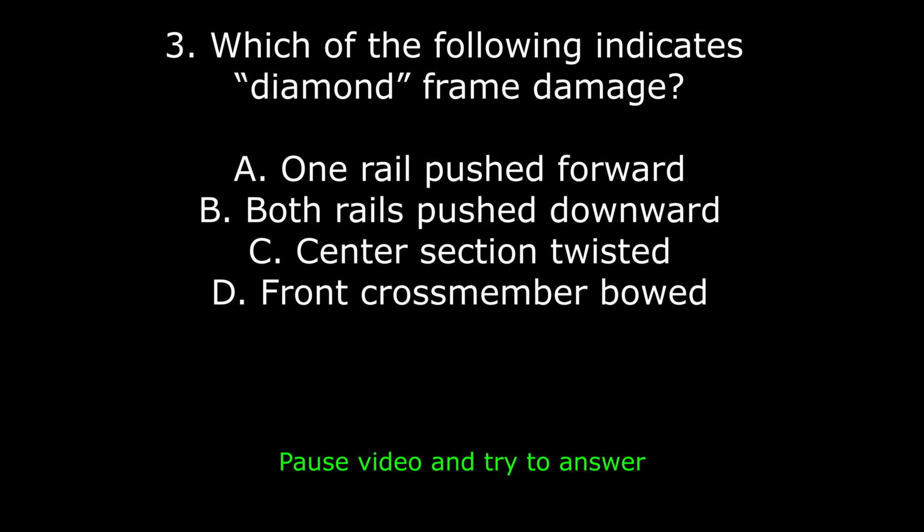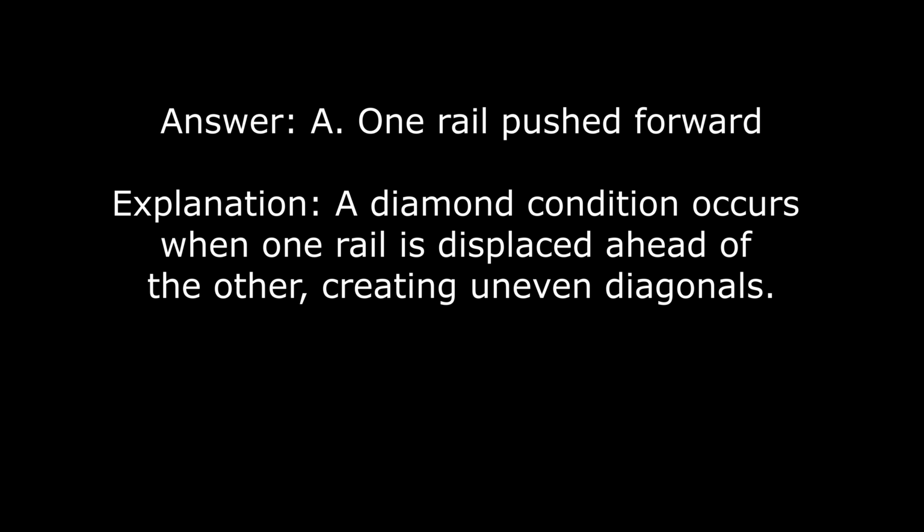3. Which of the following indicates diamond frame damage? A. One rail pushed forward. B. Both rails pushed downward. C. Center section twisted. D. Front crossmember bowed. Answer: A. One rail pushed forward. Explanation: a diamond condition occurs when one rail is displaced ahead of the other, creating uneven diagonals.